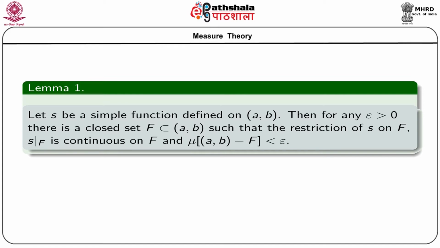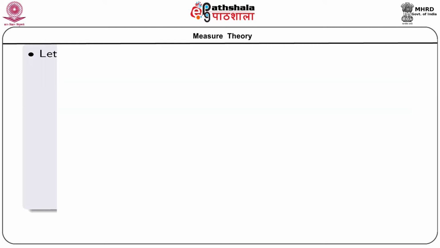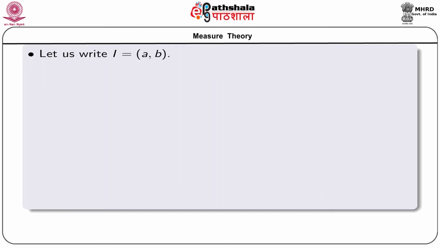Let S be a simple function defined on the open interval (a, b), then for any given epsilon greater than 0, there is a closed set F subset of the open interval (a, b) such that the restriction of S on F is continuous on F, and the measure of the difference, that is (a, b) minus F, is less than epsilon. We start the proof. So, for convenience, let us write the open interval (a, b) as I.